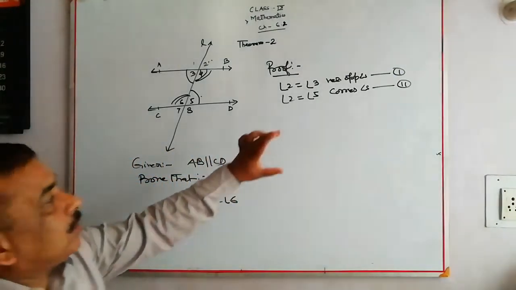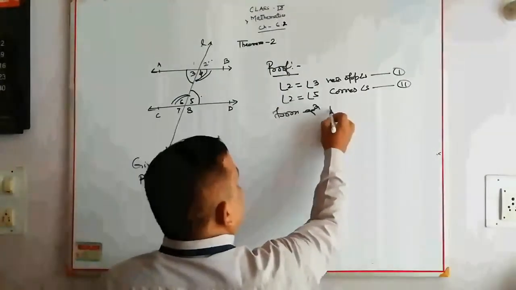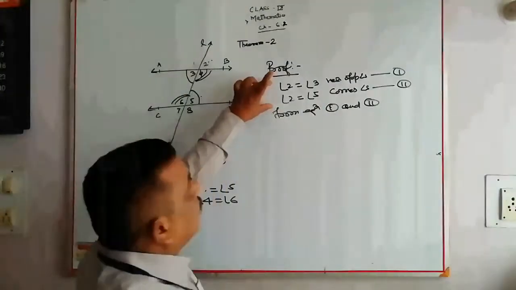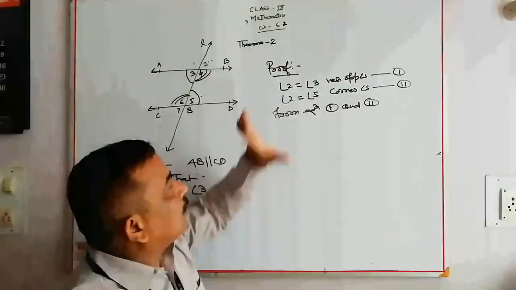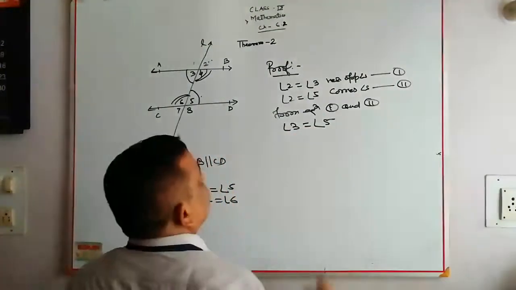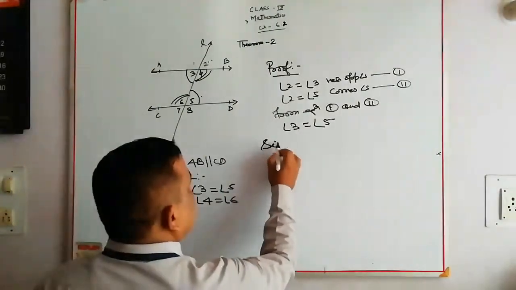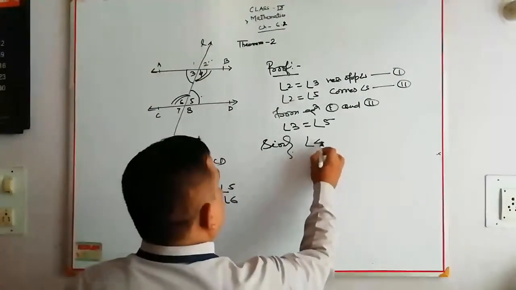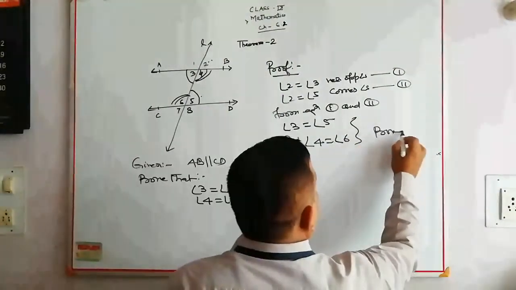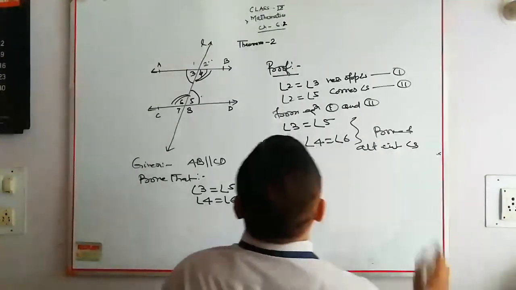Then comparing equation 1 and 2, LHS are equal, therefore RHS are equal. Then you write angle 3 is equal to angle 5. Similarly you write angle 4 is equal to angle 6. Proved. And that is alternate interior angles.